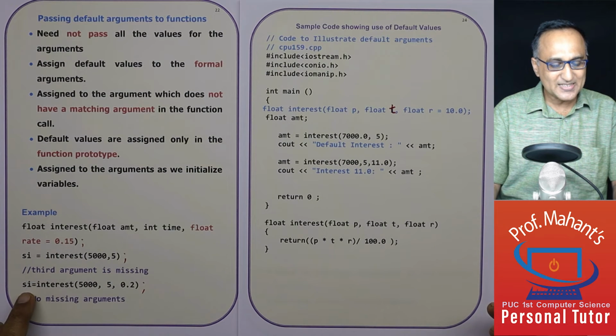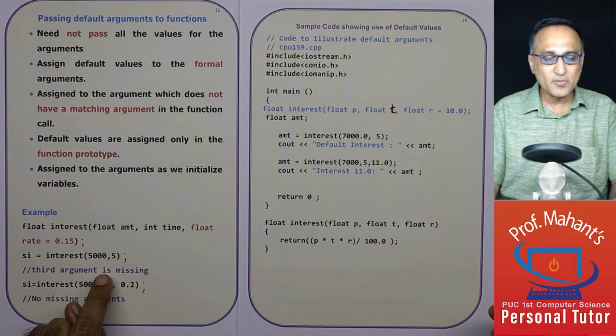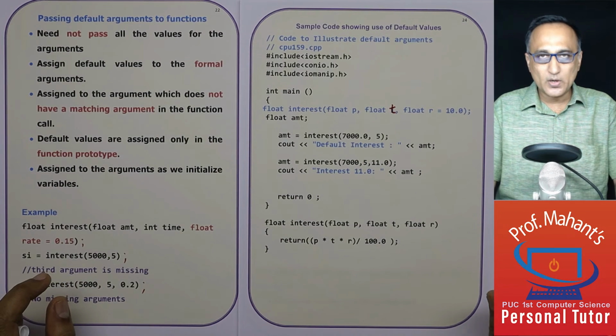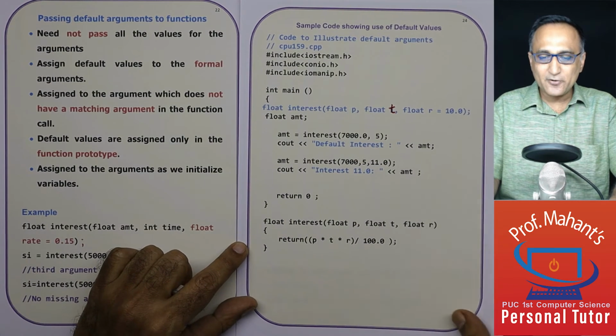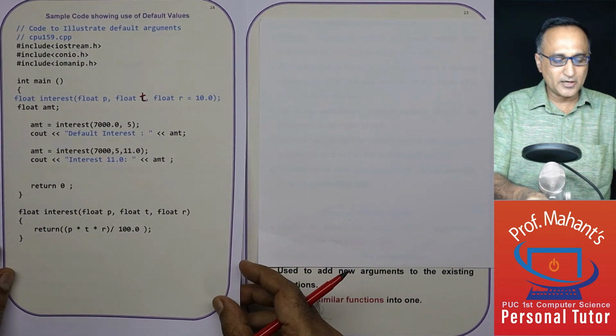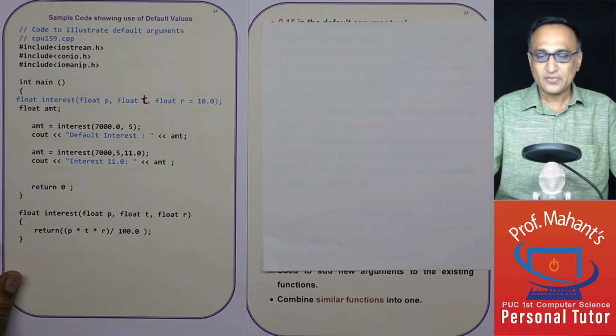Now when I'm saying SI, interest 5005 and 0.2, this 0.15 will not be used. This 0.2 will be used. So we are overriding this argument in this case. In this case, since the last argument is missing, we are using the default rate of 0.15. Let's try to further understand a little more about this particular default arguments, because it's a nice concept which can save you a lot of code.